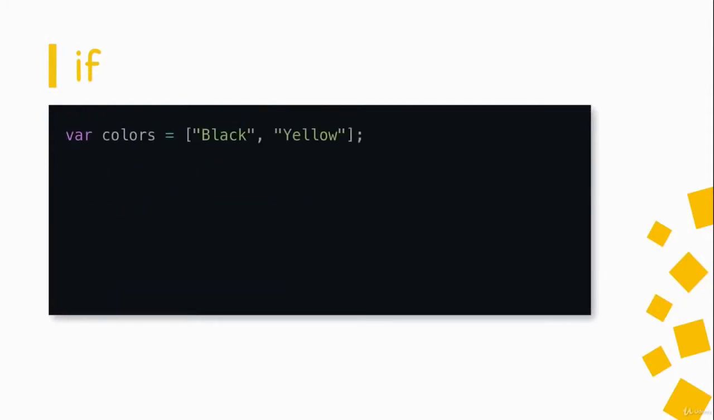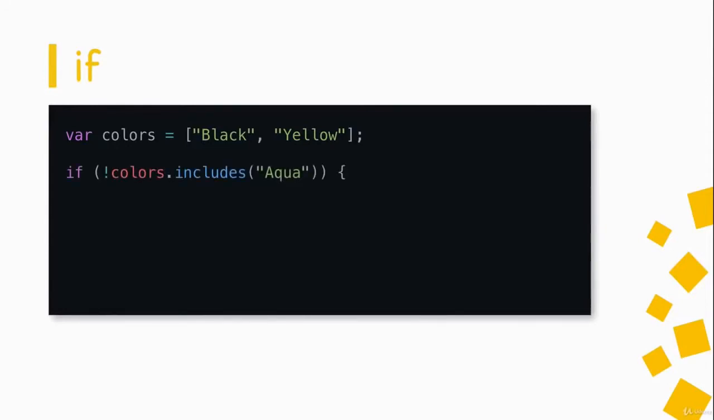Now here's a cool example of using the if block in a real world practical condition. So let's say we have a variable called colors. So variable colors equals an array which contains two strings, black and yellow. So we have variable colors which contains an array with two elements, the two strings black and yellow.